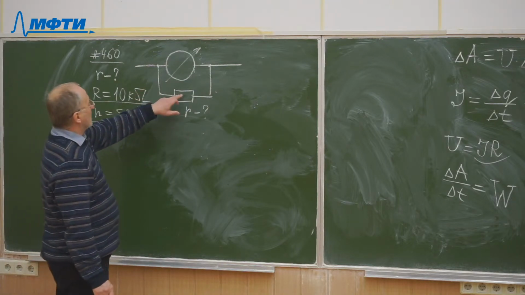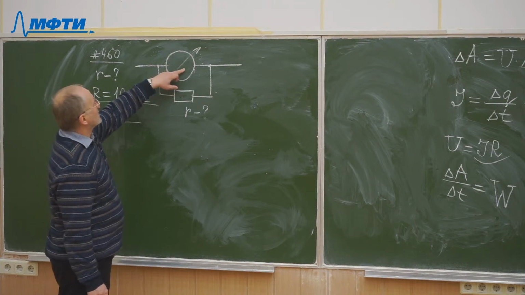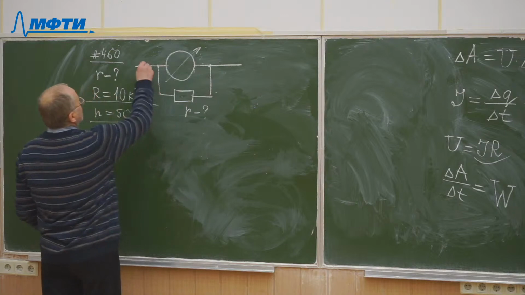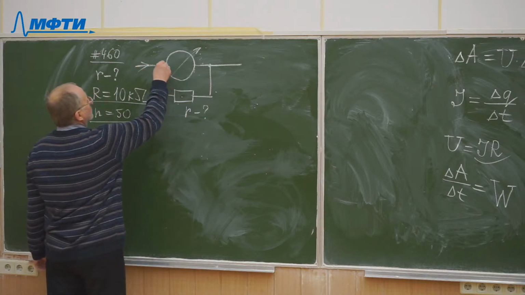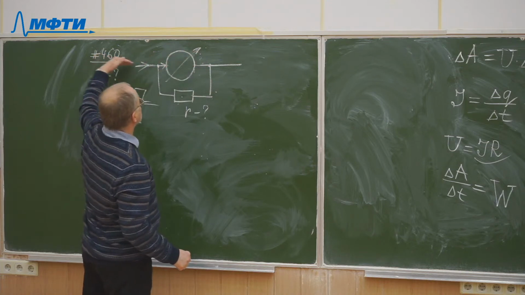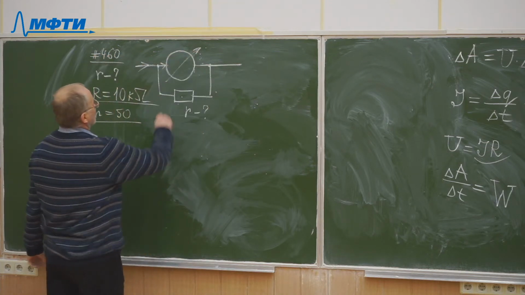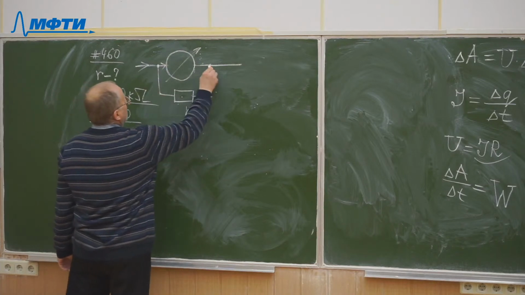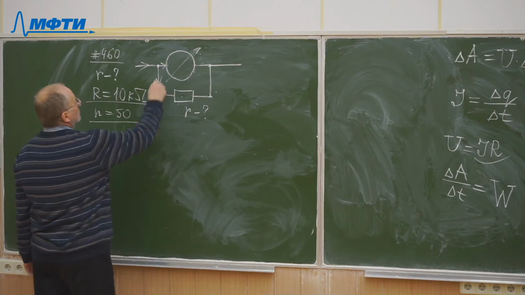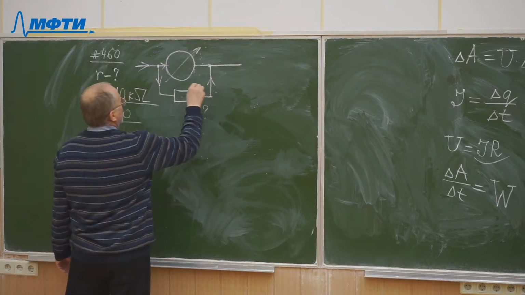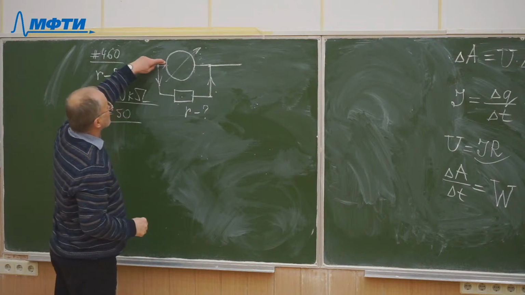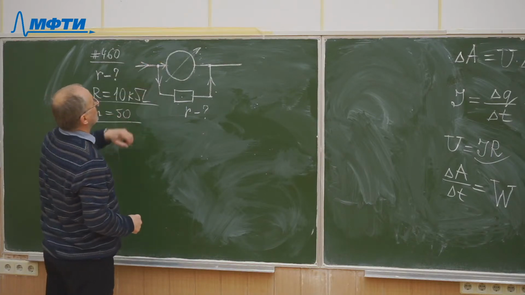Why will shunting the galvanometer reduce its sensitivity? Because if there is no shunt, all the current will go through the device, and the device will show all the current in this circuit. But if we shunt the galvanometer by a parallel resistance, then some current will go through this additional resistance, and the current through the galvanometer will be smaller because a large portion of current will go here.